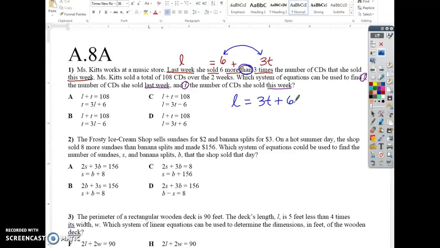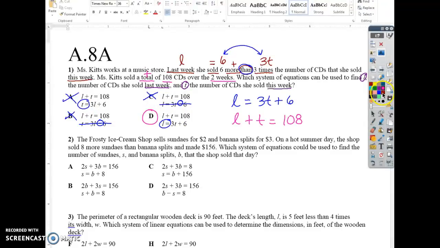So let's eliminate wrong answers. Minus, no, it didn't say less, it said more. So we're going to eliminate C. Right here also, minus, that's not right, cross it out. So now that leaves me with 2. One says L equals, the other one says T equals. That one's wrong. Okay, the answer is D. And that's because of the next sentence where it says that she sold a total of 108 CDs over the 2 weeks. That means last week plus this week equals a total of 108. Total means to add. Okay? And all of the answer choices have L plus T equals 108. So you should have known that that was the answer for it.